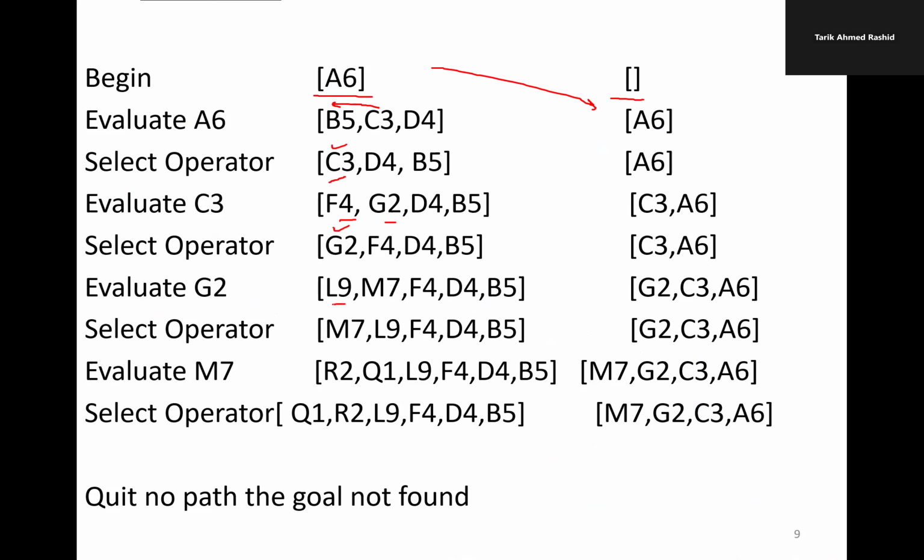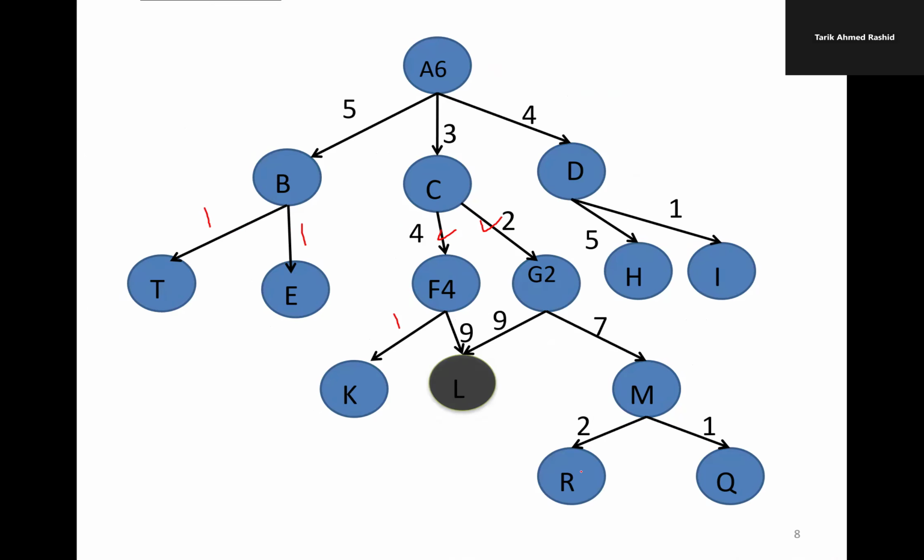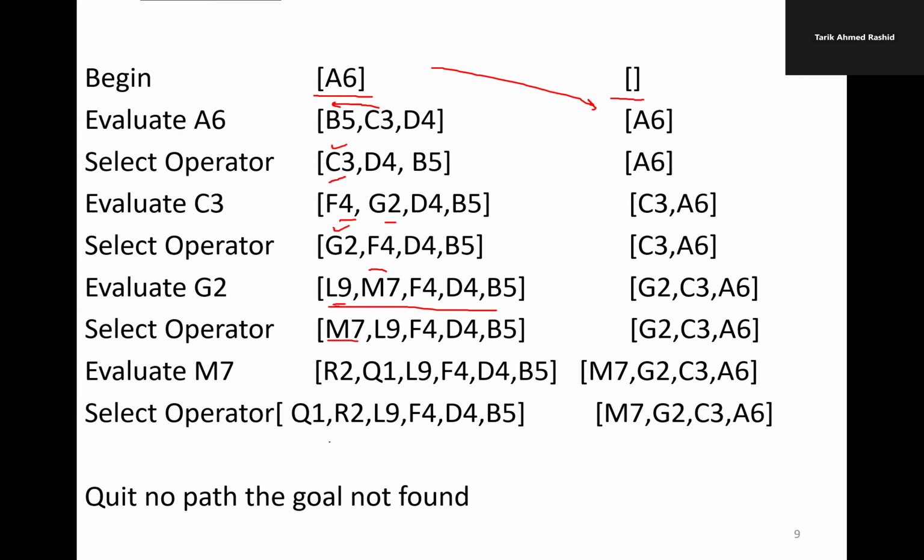Now, is L the goal? No. Likewise, we select the operator to evaluate, and M7 is less. We take M7, then L9, and F4 as is, then D4, B5. Now, is M the goal? No. Does M have kids? Yes. So we process it: M will have R2 and Q1.